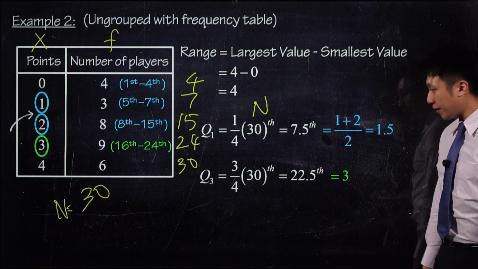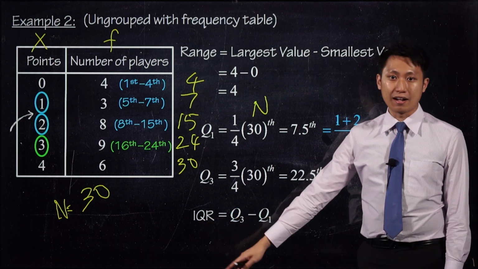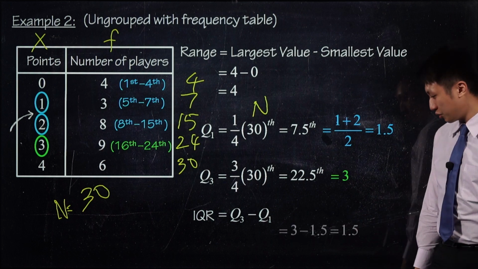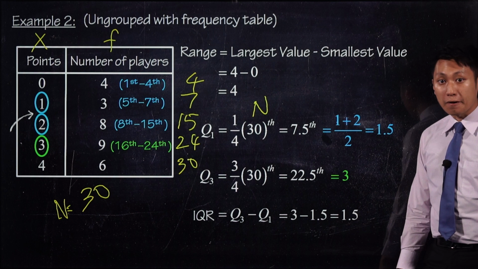All right. Next, what do you want to find? IQR, short form for interquartile range. So Q3 minus Q1, and you will get 1.5. Easy, no problem.